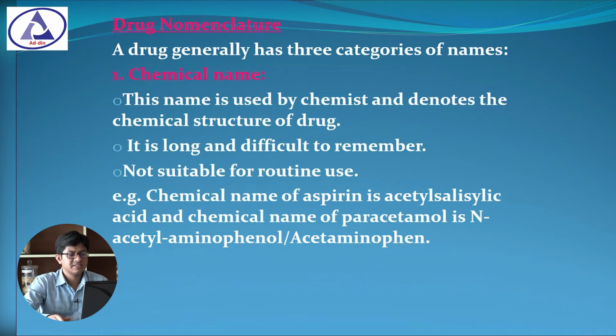Chemical name. This name is used by chemists and denotes the chemical structure of the drug. It is long and difficult to remember, not suitable for routine use. For example, chemical name of aspirin is acetyl salicylic acid, and chemical name of paracetamol is N-acetyl aminophenol or acetaminophen.